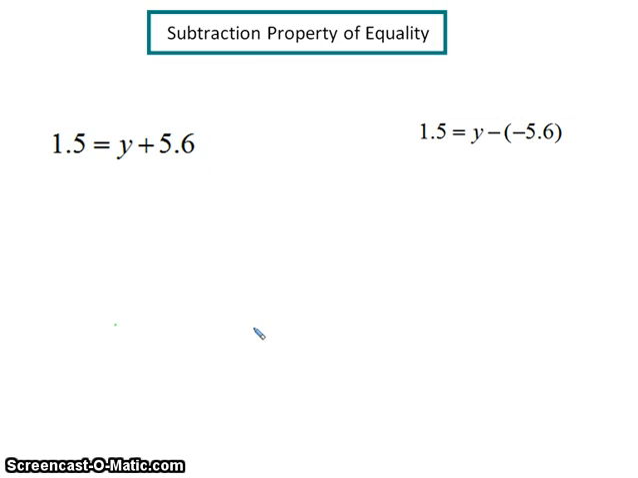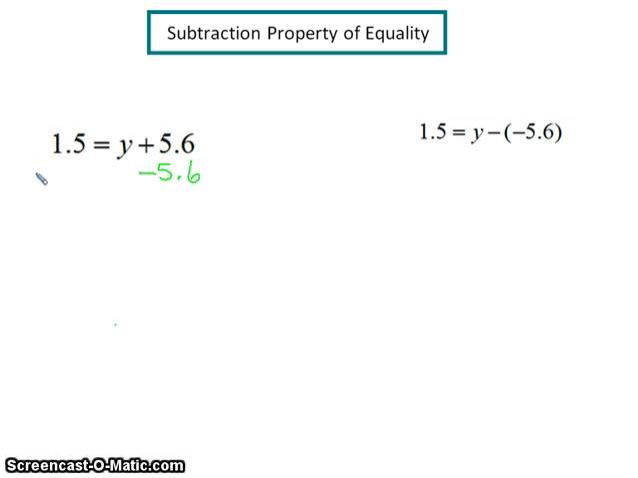When we encounter the subtraction property of equality, this is the sophisticated way of saying subtracting the same number from both sides of the equation. So to solve this equation, we want to have y by itself, so we need to have a 0 next to it. So I'm going to subtract 5.6, or add a negative 5.6.